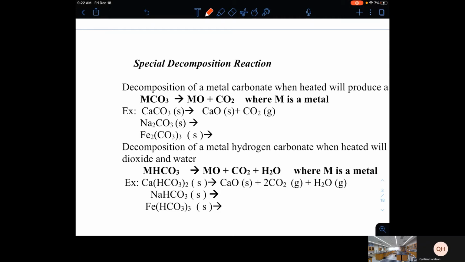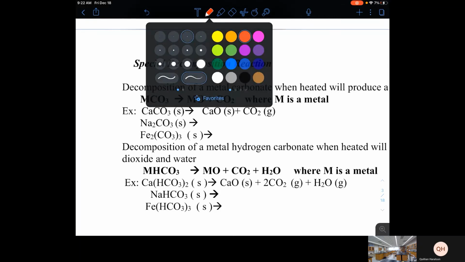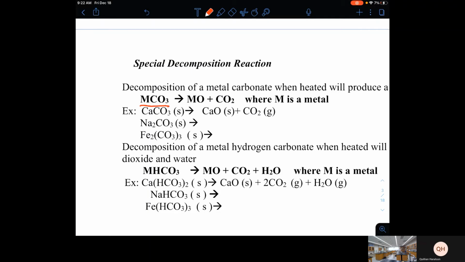Basically the 2 special decomposition reactions that we're going to look at is if we have a metal carbonate, and this is the metal carbonate right here, or if we have a metal hydrogen carbonate going through a decomposition reaction. Now, in order for these decomposition reactions to actually occur, you do need to supply heat. So these require heat in order for them to proceed.